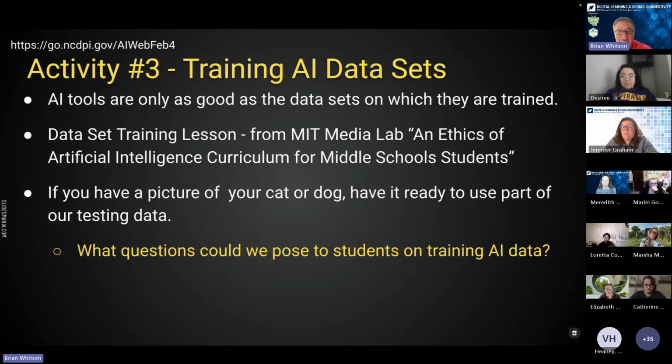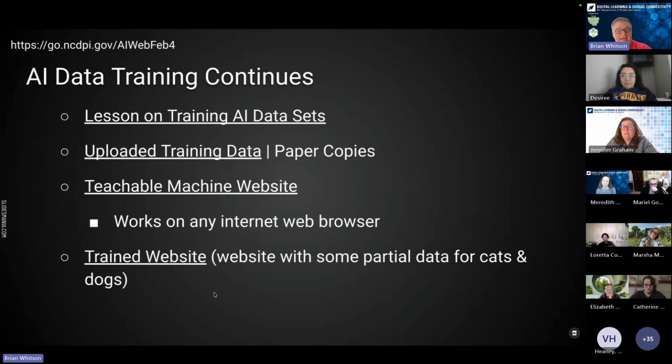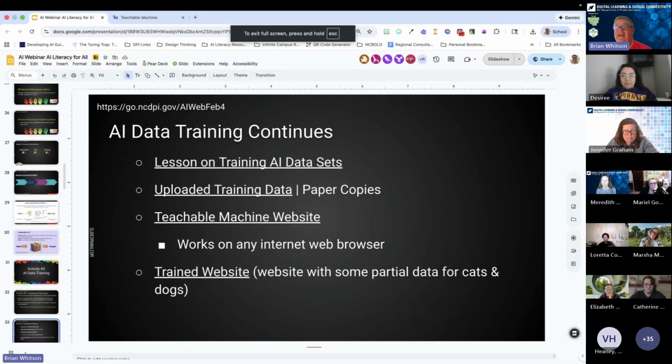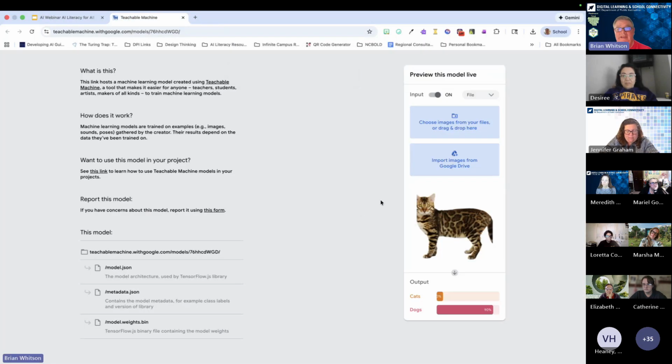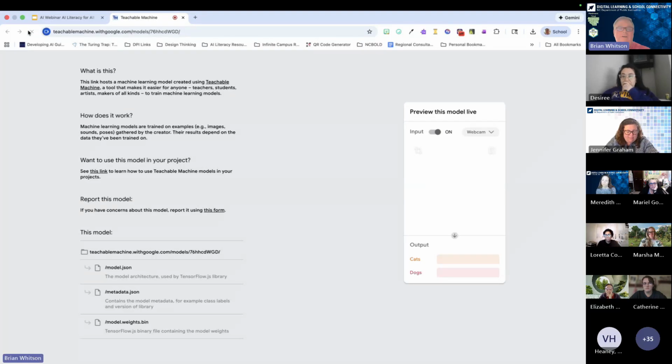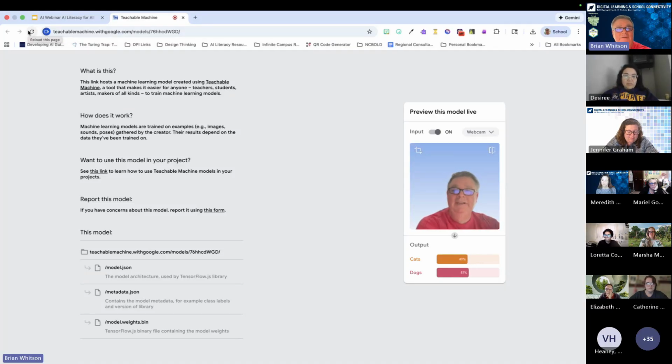Okay, Meredith has put a link in the chat, and if you will click on that link, it should bring you to a site that looks like this. Because this may be your first time at this site, the site is called Teachable Machine. It is a Google associated site. There is no login, so it doesn't collect any personal information. It does require you to, in some cases, give the use of your camera, as you guys can see me here, or you can also switch it over to file.